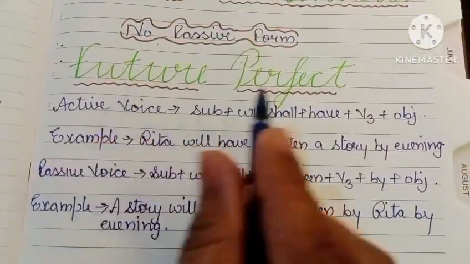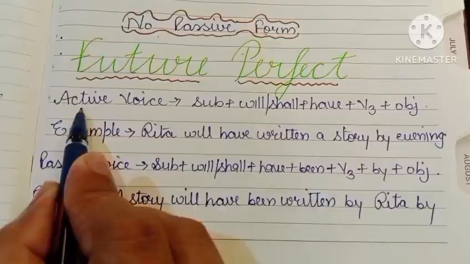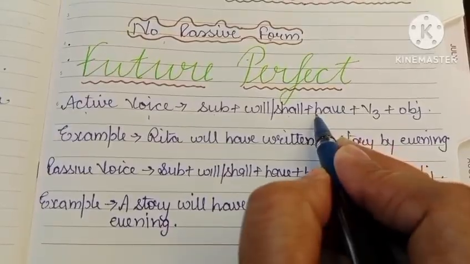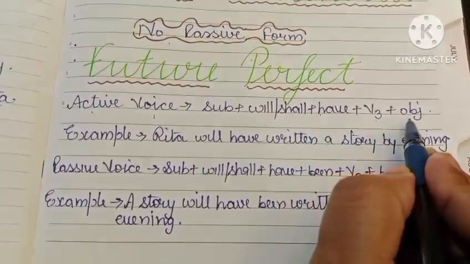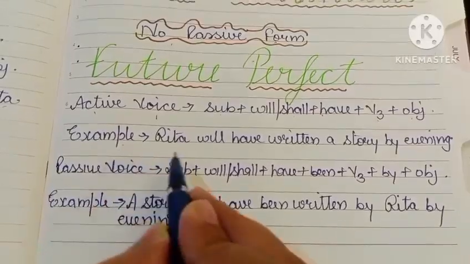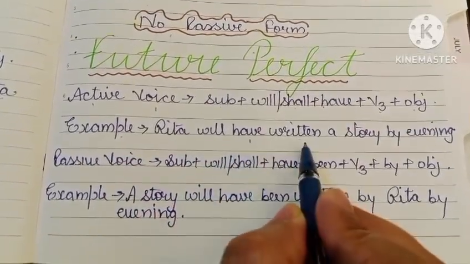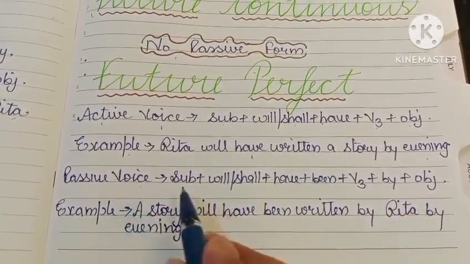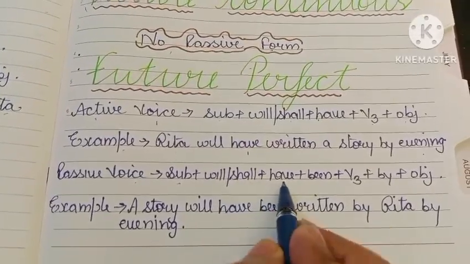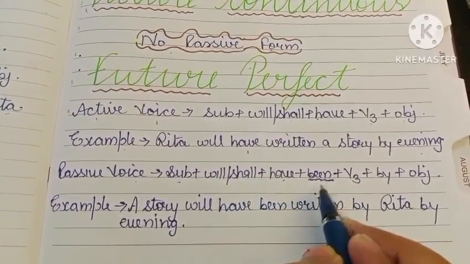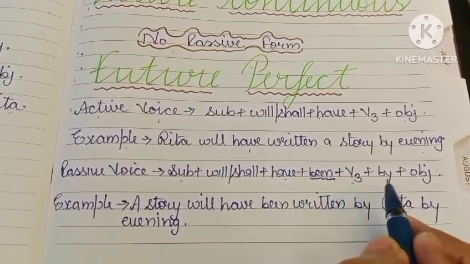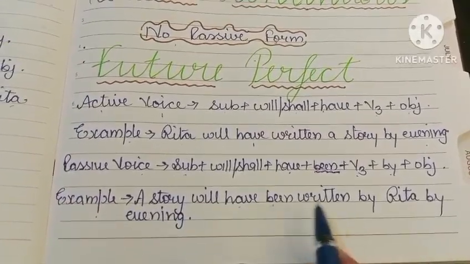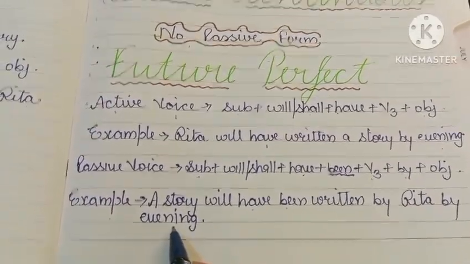Next is future perfect tense. In the active voice, it becomes subject plus will/shall plus have plus third form of the verb plus object. Example is Rita will have written a story by evening. And in the passive voice, it becomes subject plus will/shall plus have. Again, we add been here, and then third form of the verb, by, object. Example is, a story will have been written by Rita by evening.